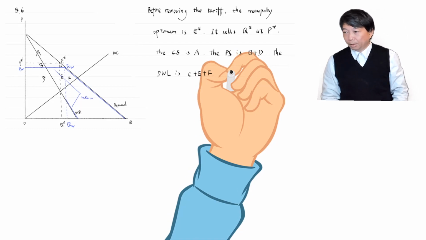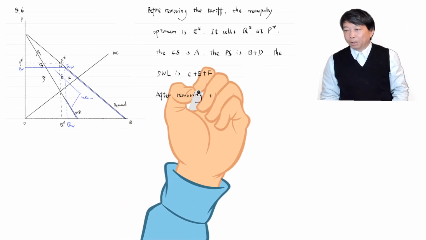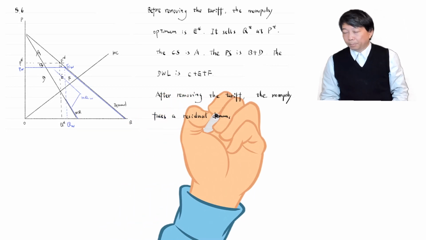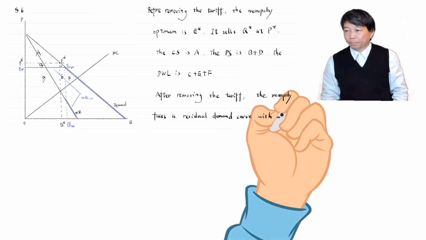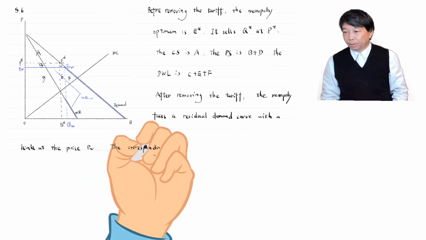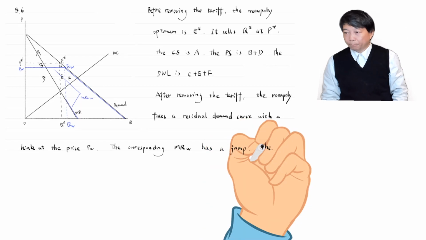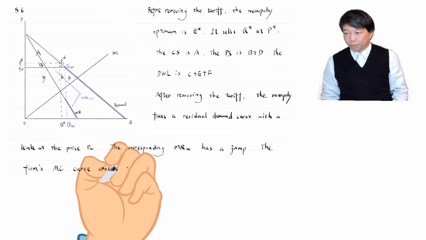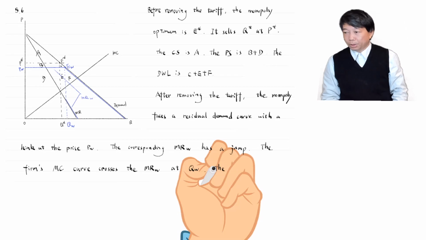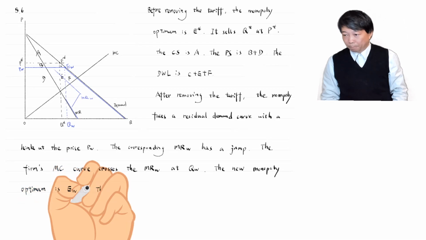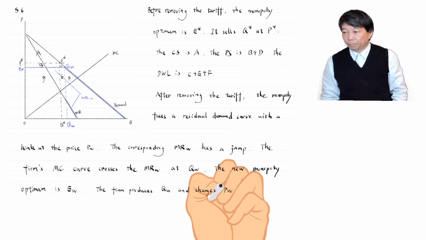After removing the tariff, the monopoly faces a residual demand curve with a kink at the price of PW. The corresponding marginal revenue curve, MRW, has a jump. The firm's marginal cost curve crosses the marginal revenue curve at quantity QW. The new monopoly optimum is EW. The firm produces QW and charges a price of PW.